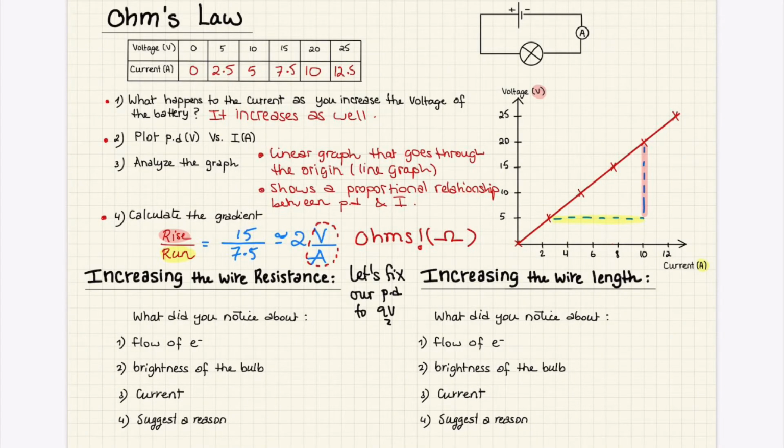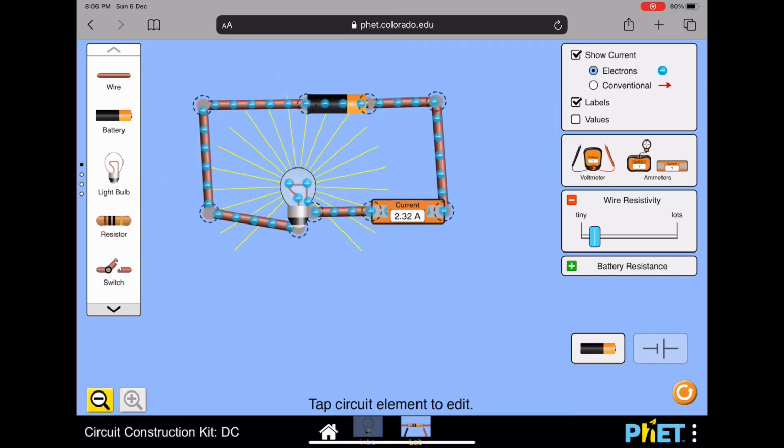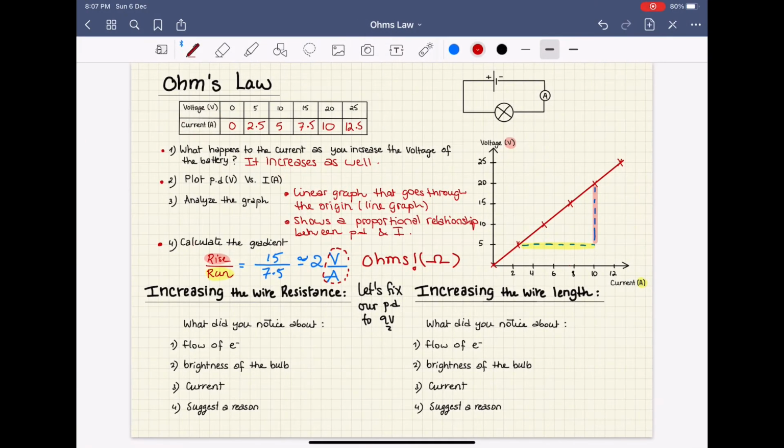Now we will see how increasing the wire resistance will affect the flow of electrons, the brightness of the bulb, and the reading on the ammeter. Alright, so we start increasing the wire resistivity. We can see how the electrons get slower, the bulb gets dimmer, and the current, the reading on the ammeter, gets smaller and smaller.